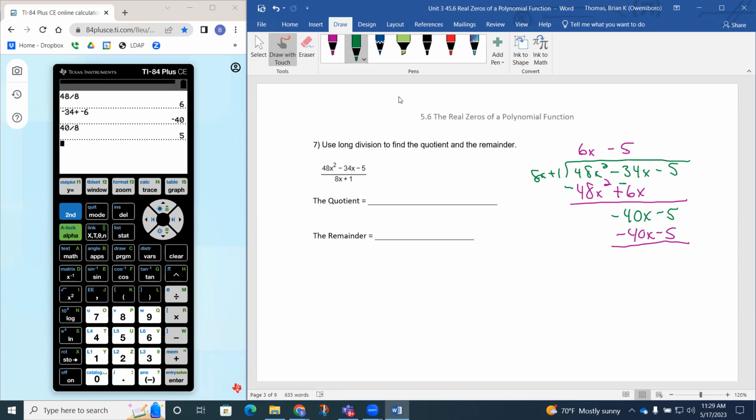So if we change the signs, this becomes a positive and this becomes a positive. So that zeroes out and that zeroes out. So the remainder is actually a 0 here. That's the first one we came into. So that means that 8x plus 1 is a factor, which means 6x minus 5 is also a factor. So that actually factored the problem, if you will. So the 6x minus 5 is the quotient, and then the remainder was actually a 0 on this example.